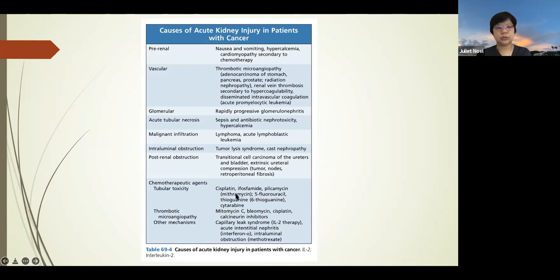So the chemotherapeutic agents that are nephrotoxic, these are the common ones: cisplatin, ifosfamide, plicamycin, and 5-FU.